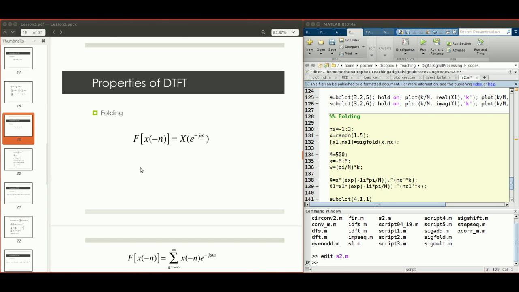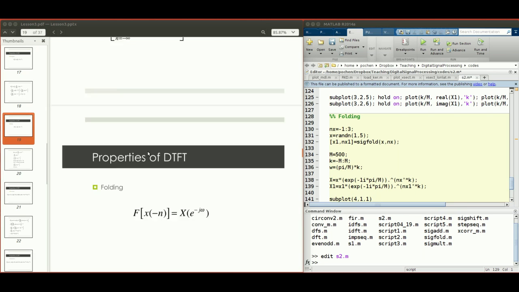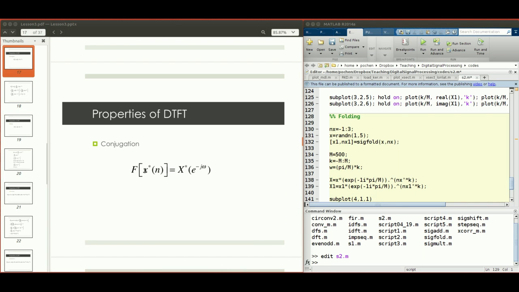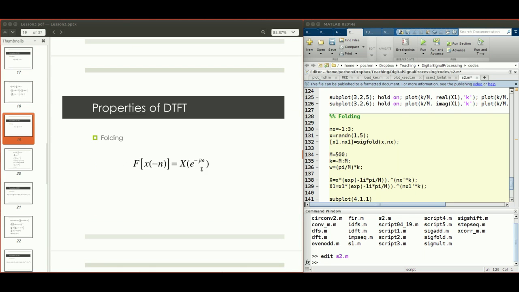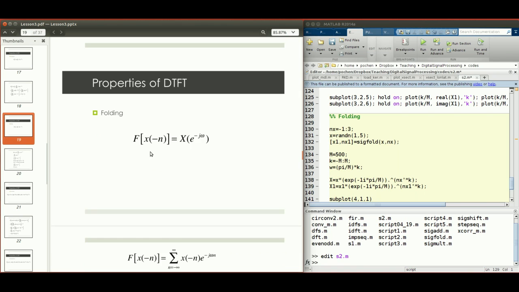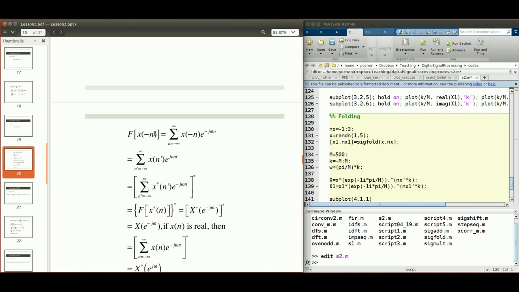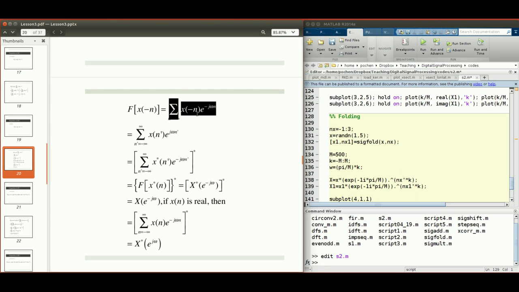So now let's look at another property that's called folding. So this was the effect of conjugating the time domain signal, and what happens in the Fourier domain. Here it's folding the sequence in the time domain, and what's going to happen in the frequency domain? Let's look at this particular property. The Fourier transform of x of minus n, the folded input signal, equals, again, we are using the Fourier transform formula, but the input sequence is no longer x[n], it's x[-n] now. You see, it's x[-n].